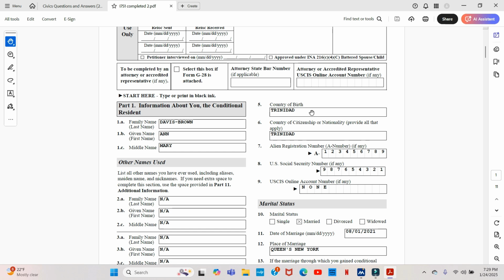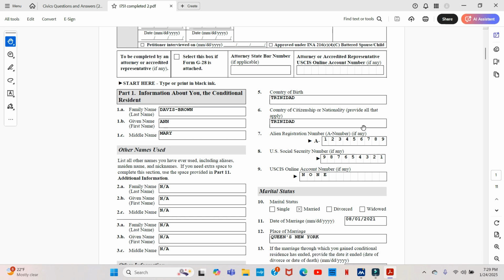Country of birth, country of citizenship or nationality. Provide all that apply. Your country of citizenship goes here. Remember, it does not necessarily have to be the country of your birth, or if you are not a citizen of any country, you place or type stateless in this box with an explanation in Part 11, Additional Information.